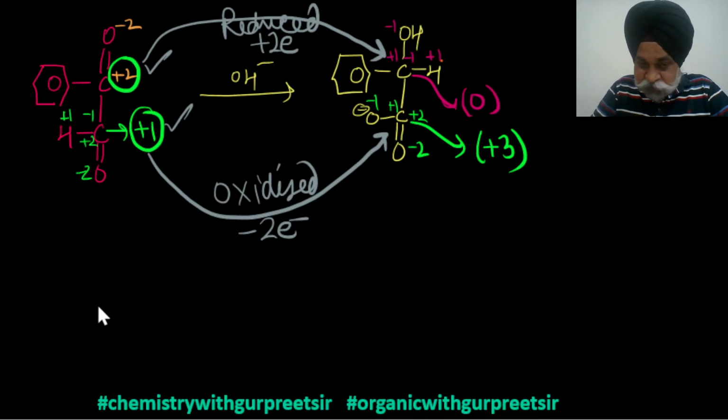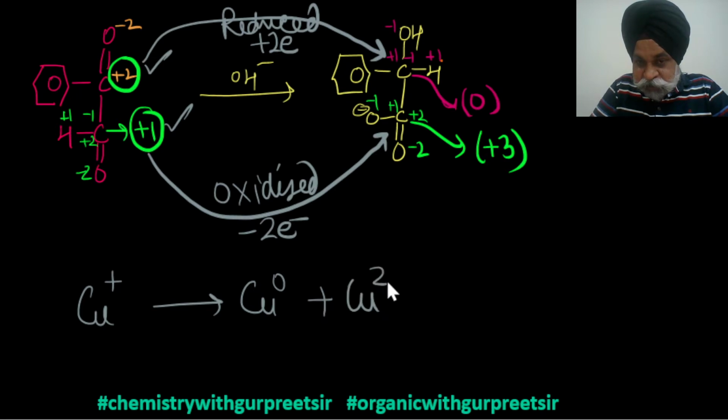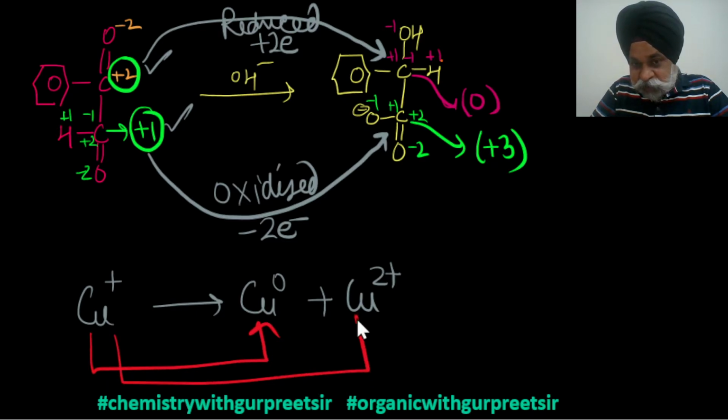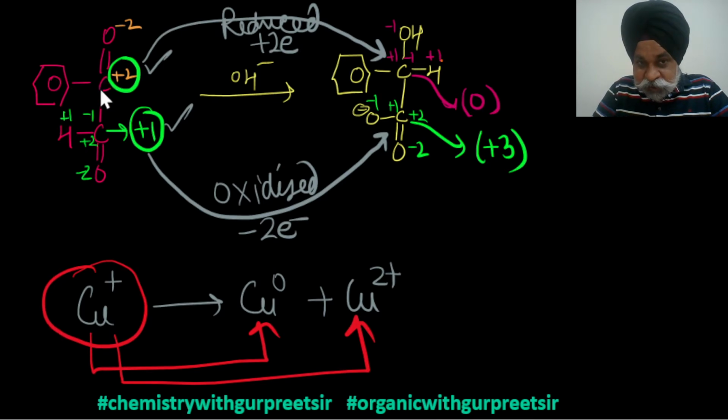Just like if I would say that copper 1 positive goes to copper 0 and copper 2 positive, then I would say it is a disproportionation reaction, because the same element is being reduced and the same element is being oxidized, since that same element is in the same oxidation state. But here the oxidation state is not the same, so we would not say it is a disproportionation reaction. When you talk of an intra-crossed Cannizzaro reaction, you need to be a little vigilant about this.